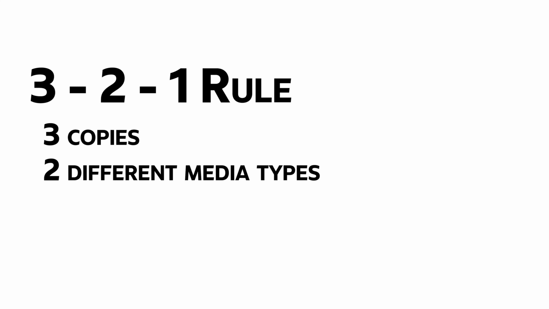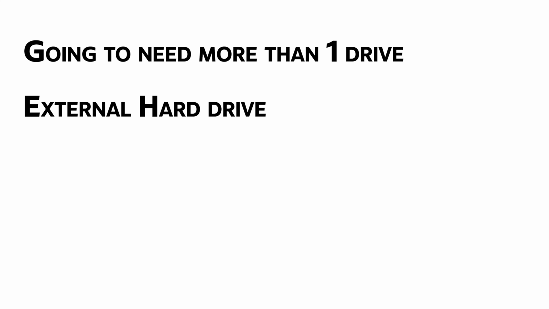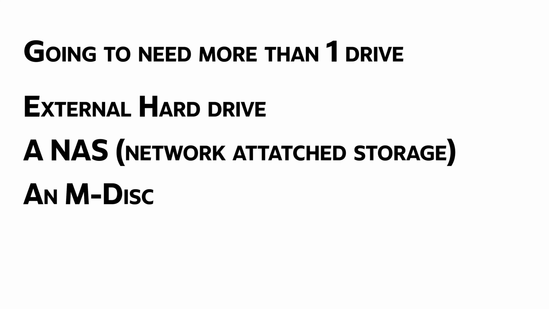So a common rule of thumb is called the 3-2-1 rule. Keep 3 copies on 2 different types of media and 1 off-site. To get started, you're going to need to make sure you have more than 1 drive. This could be an external hard drive, a NAS, or an M-disc.